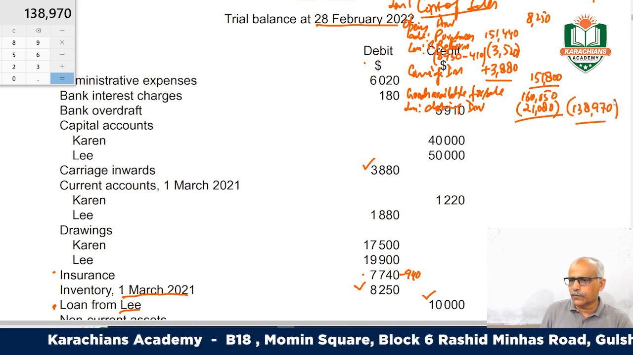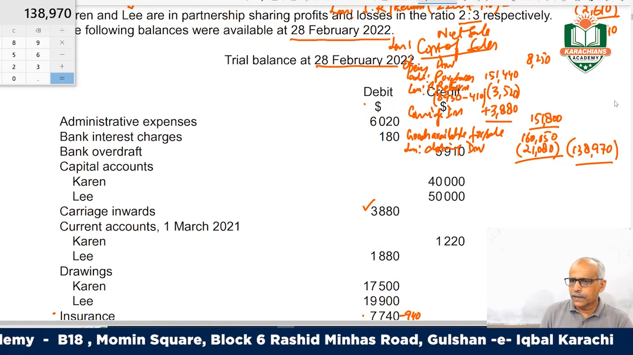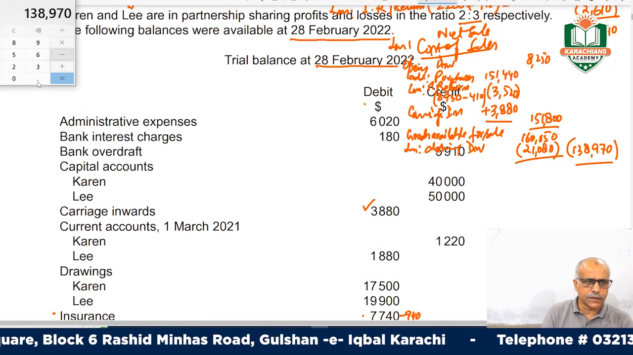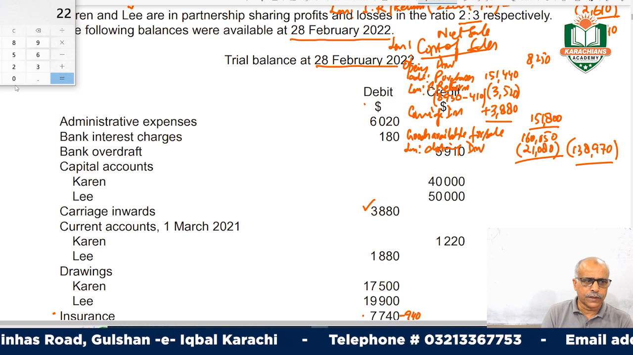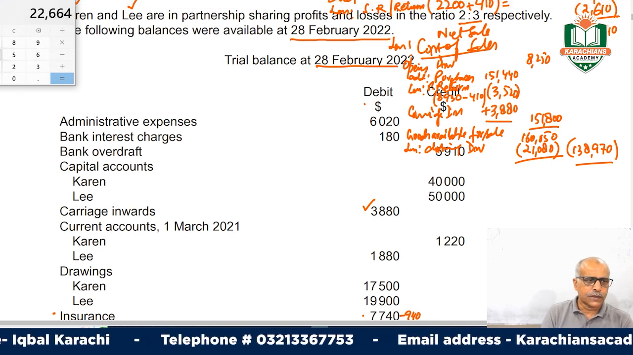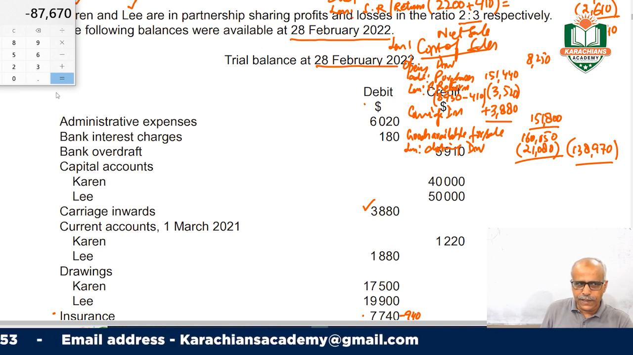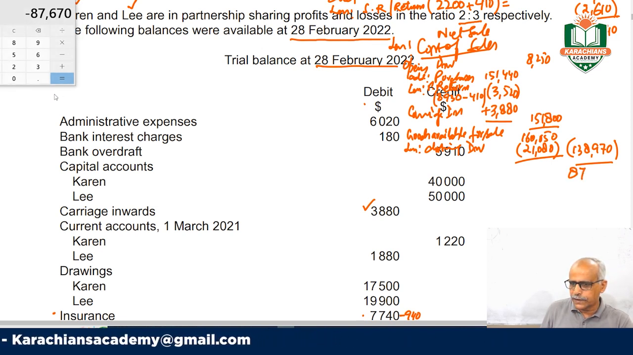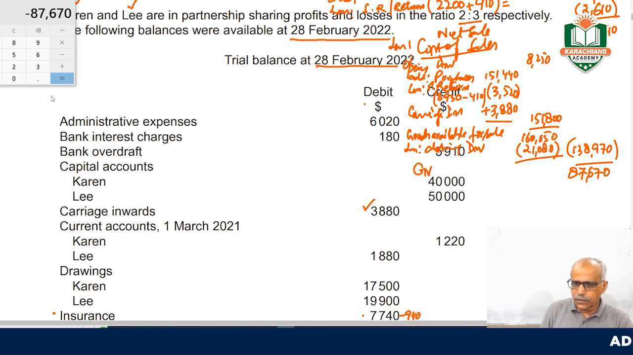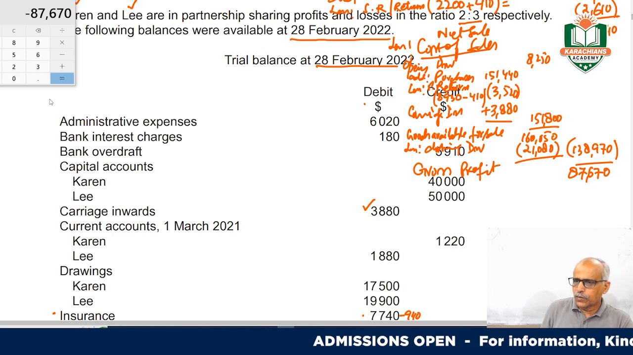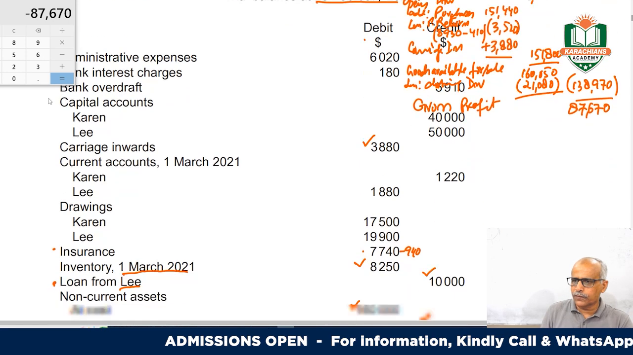This you will deduct from net sales. Net sales is 226,640, minus 138,970, so 87,670. This is your gross profit. Okay, you have worked out the gross profit.